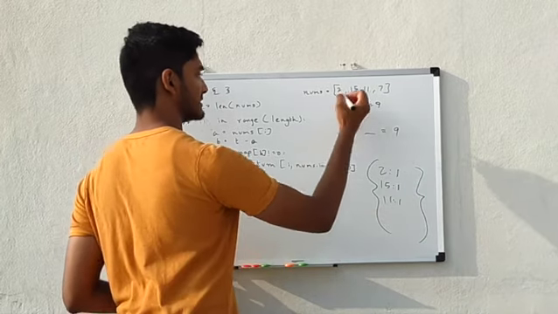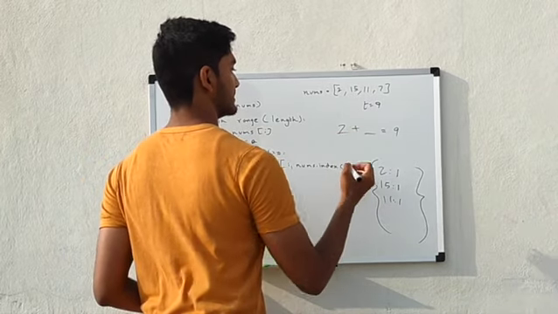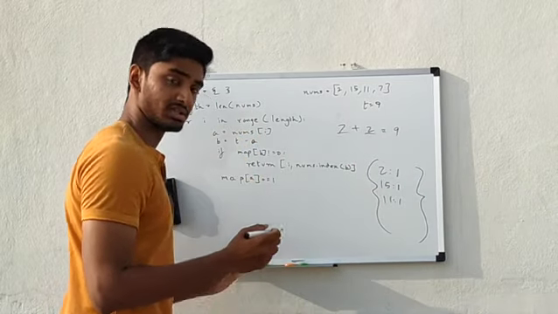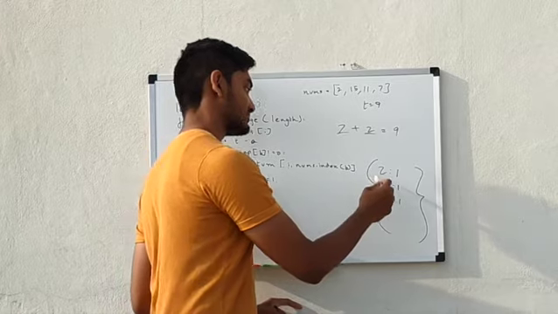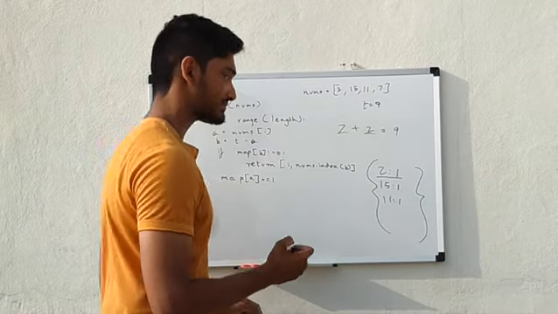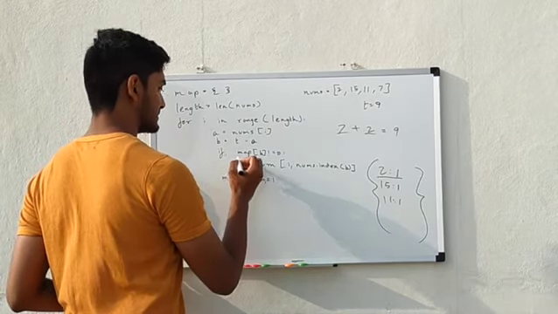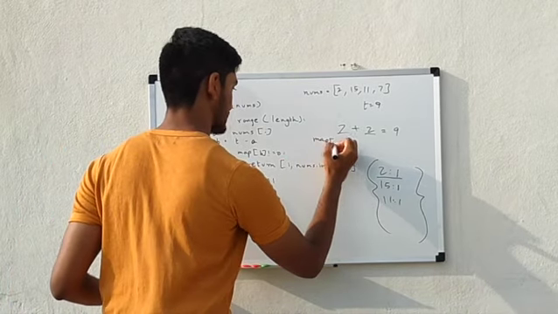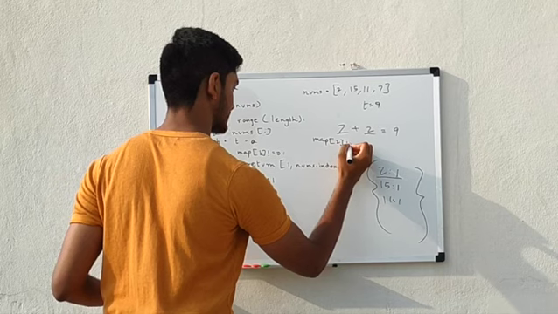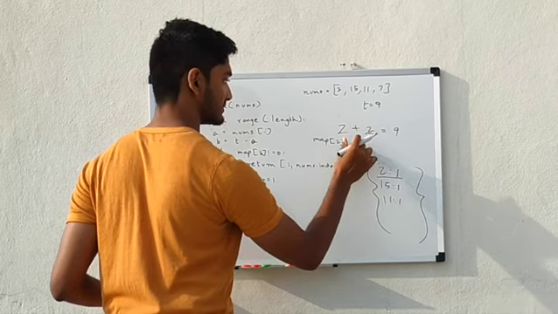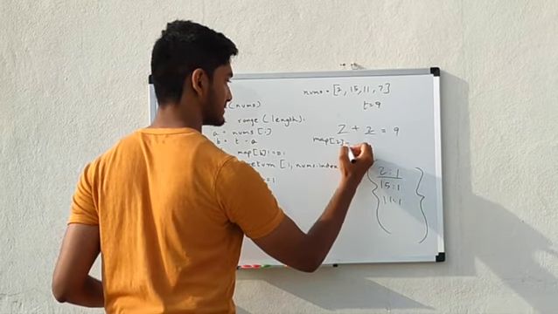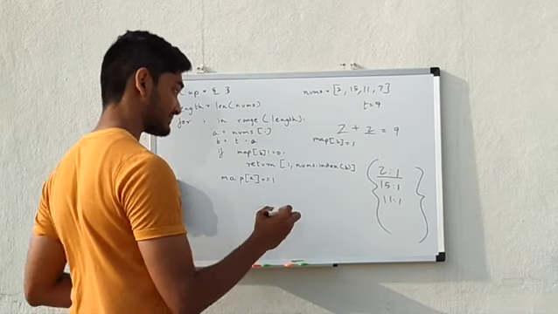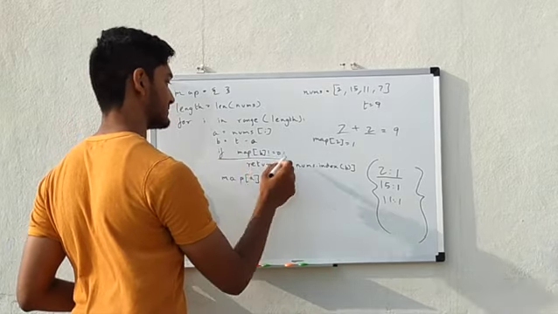Again, we check, now for 7. For this one, the value is 2. Look at this one: 2 is in the hash map. The map of b, which is map of 2, is not equal to 0. Yes, correct, because the map of 2 is equal to 1. See what happened now? This condition is satisfied.